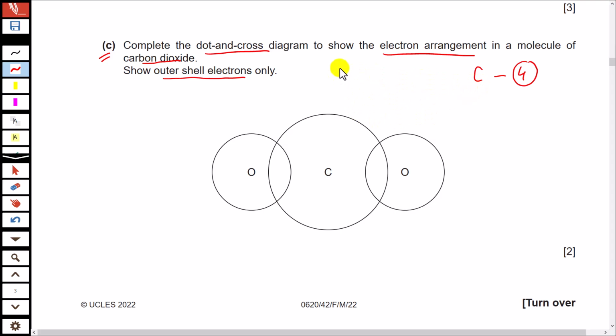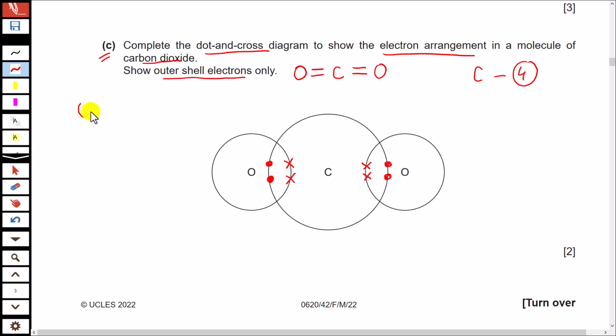In carbon dioxide, carbon forms a double covalent bond with each oxygen atom. So all 4 outer electrons of carbon should be shared. I am putting a dot over here, and over here. These are the 2 electrons of carbon, and these are shared with 2 electrons of oxygen. Similarly, on the other side, I am showing the 2 electrons for carbon and these 2 crosses for oxygen.